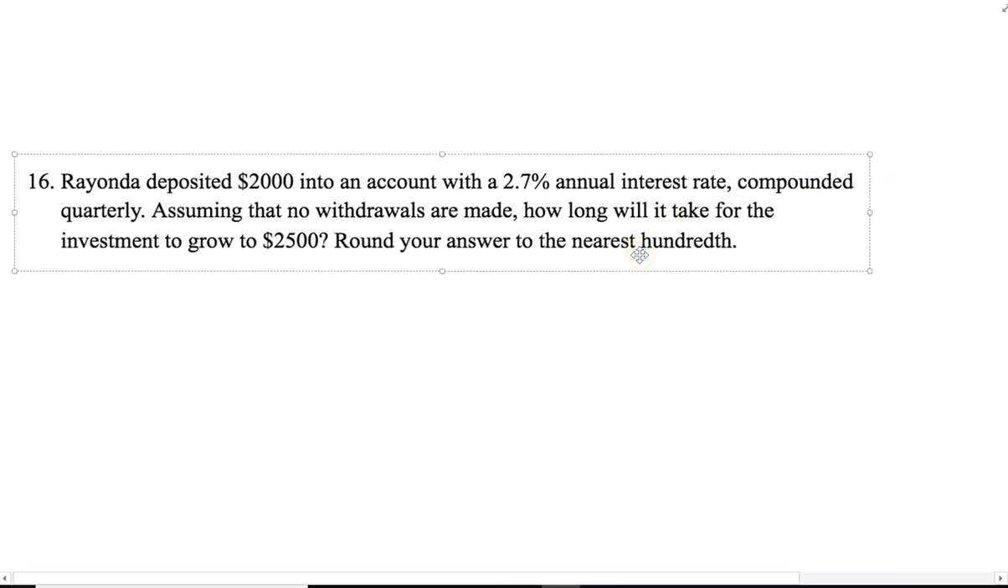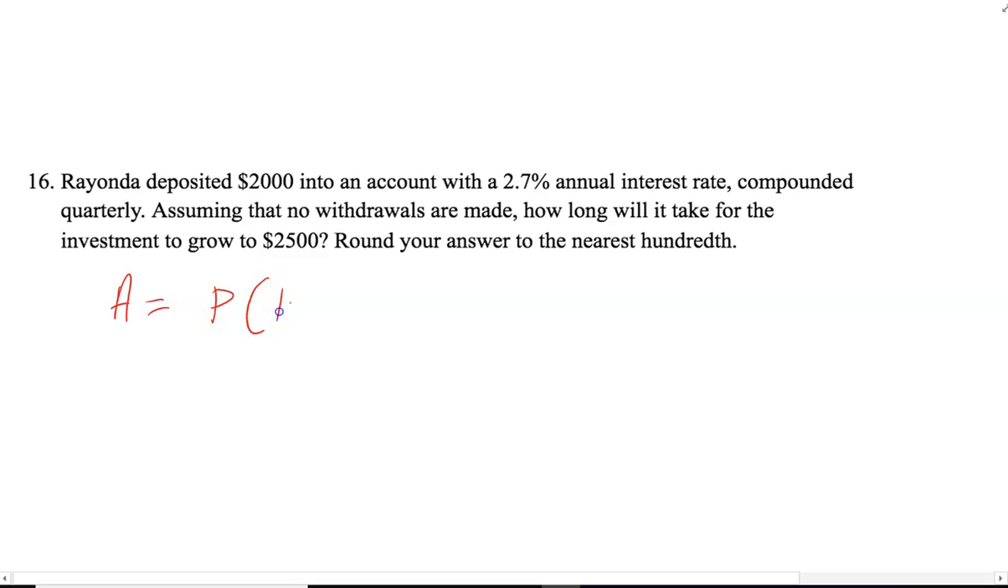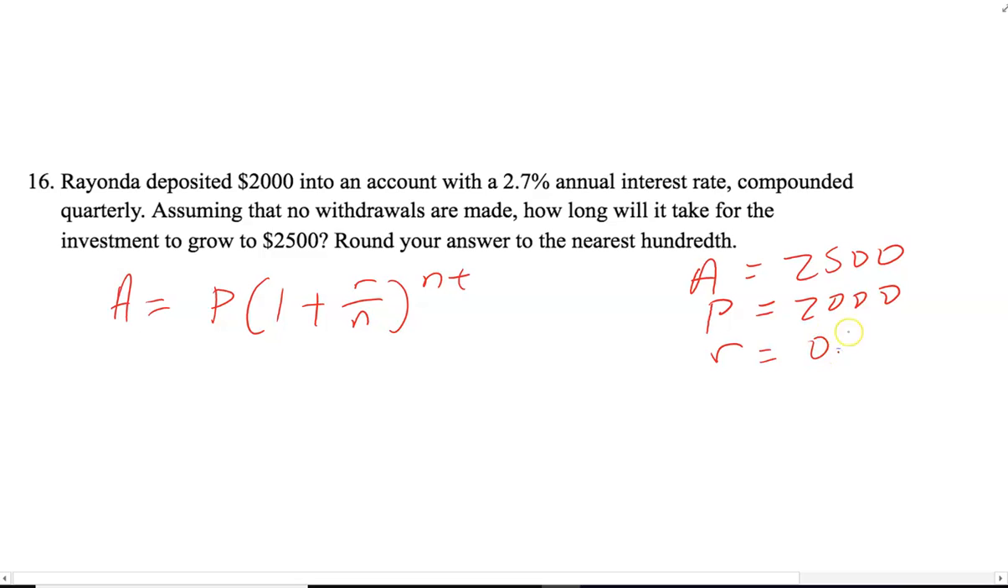Number 16. Rihanna deposited 2,000 into her account at a 2.7% annual interest rate, compounded quarterly. Assuming no withdrawals are made, how long will it take the investment to grow to 2,500? So using A equals P times 1 plus r over n to the nt. In this case, A is 2,500, P is 2,000, r is 0.027, t we don't know, and because we're compounding quarterly, n equals 4.